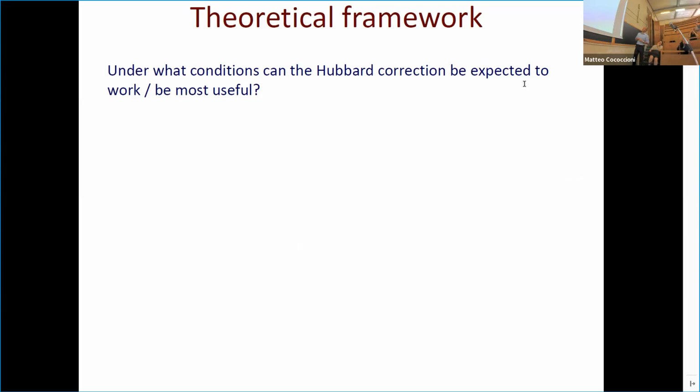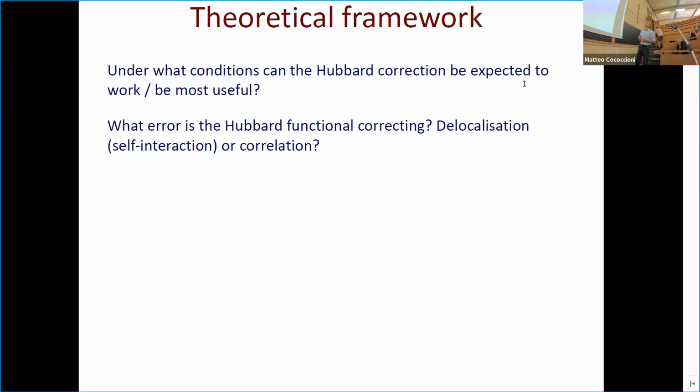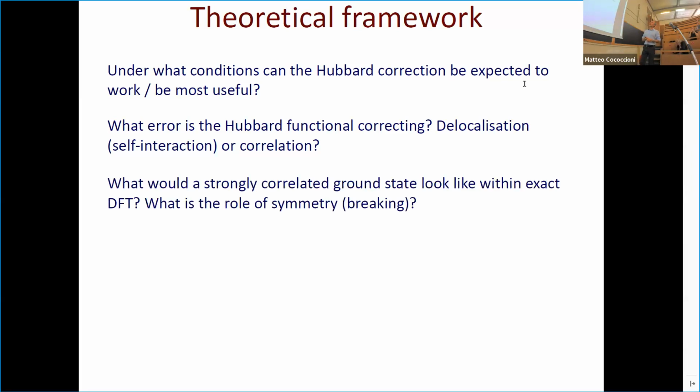So now what I want to discuss a little bit is the theoretical framework of what I've been presenting, also to be able to understand under what conditions we can expect it to work well, what we should do for it to work well, and how effective we can expect that treatment to be. So what is the role of the corrective function, correcting the delocalization or self-interaction error, versus correlation, and also what would a strongly correlated ground state look like within DFT. That's the problem that we're tackling here.